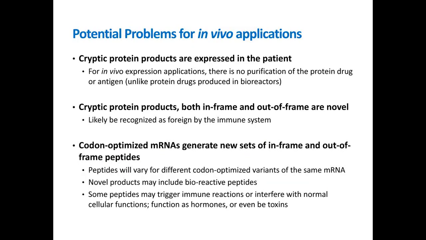Now, this is a worry because for in vivo applications, for a gene therapy, an RNA therapy, a DNA vaccine, an RNA vaccine, these cryptic products are being made inside the patient. Unlike a protein drug that's made in a bioreactor and purified, where these cryptic products are purified away, they're not inside your body. And these are novel. The immune system is likely to recognize them as foreign, but they may not be neutral. They may be hormones. They may be toxins. You just don't know. Some of these may have never been expressed before. And so I think this is an enormous concern.